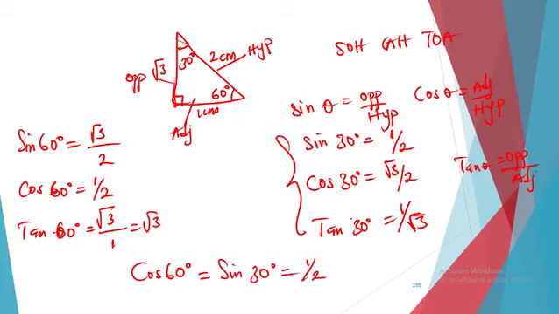1 over 2. Look at it. Sin 30 is 1 over 2, cos 60 is 1 over 2. Also, you will agree with me that sin 60 degrees is equal to cos 30 degrees, because both of them are root 3 over 2. We have sin 60 to be root 3 over 2. We have cos 30 to be what? Root 3 over 2. Is that clear now? Oh, math is very sweet.